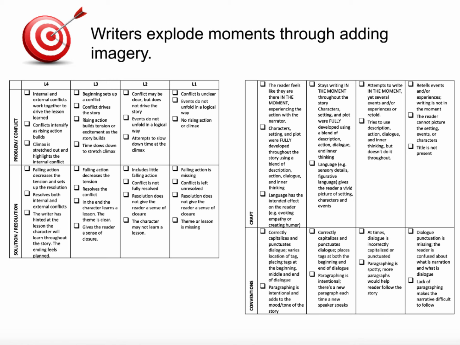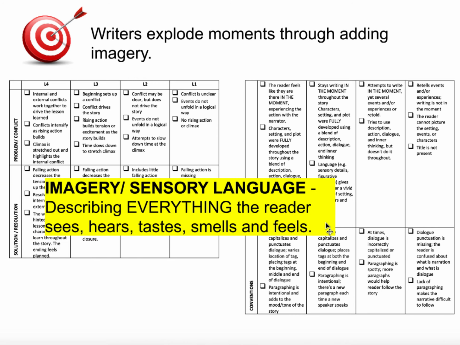Short revision lesson, you're going to learn how writers explode moments through adding imagery. Imagery, or sensory language, is when we describe everything that the reader sees, hears, tastes, smells, or feels. The reason that imagery is also called sensory language is because it's when we describe the 5 senses.